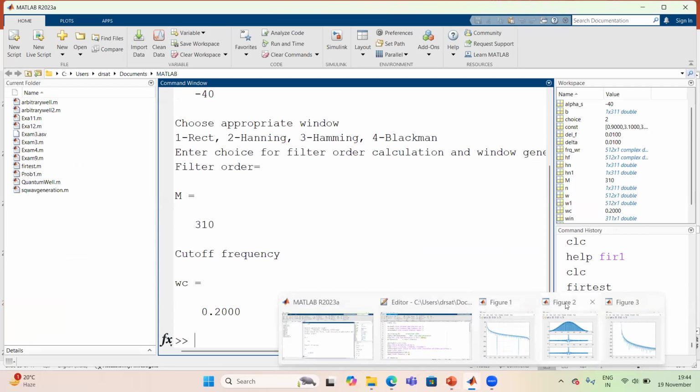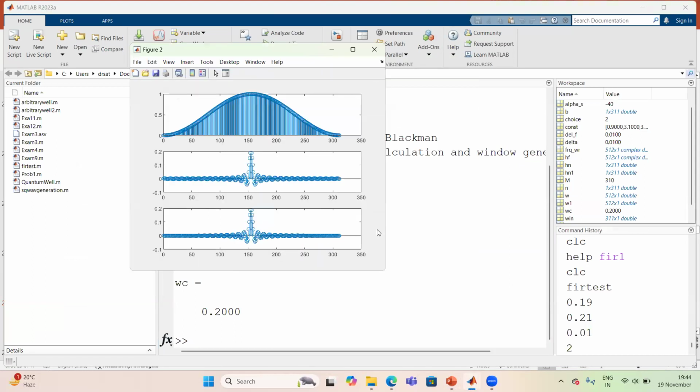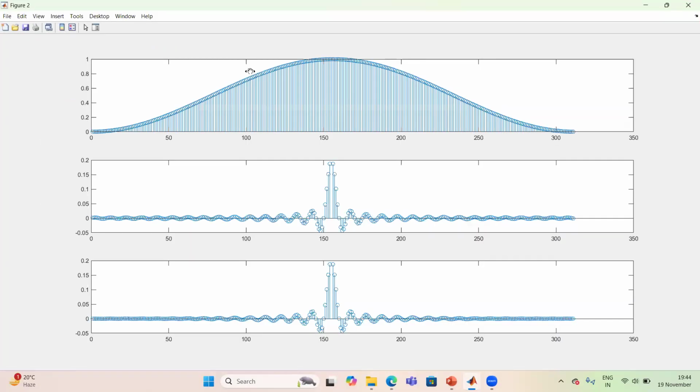This is the window. First, here you can see this picture. In the top panel, the first figure denotes the generated Hanning window. And I told you that this Hanning window is normally symmetrical about a certain point, M by 2. Because the window length is 310 samples, around 155 this window is going to be symmetrical, because this window starts from sample index n equals 1. So this is the 155th sample, you remember. Around this sample, this is the symmetrical Hanning window that we have generated.